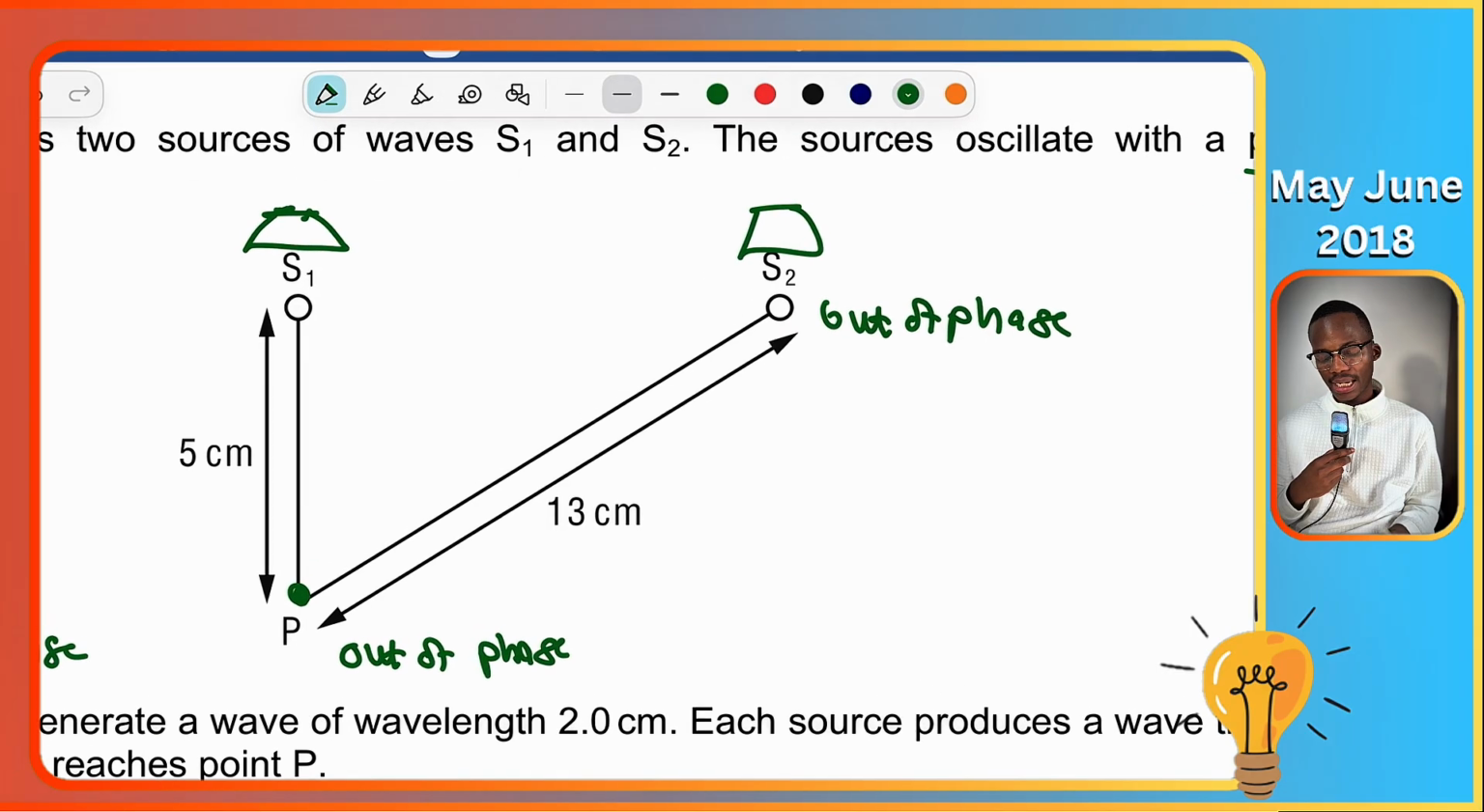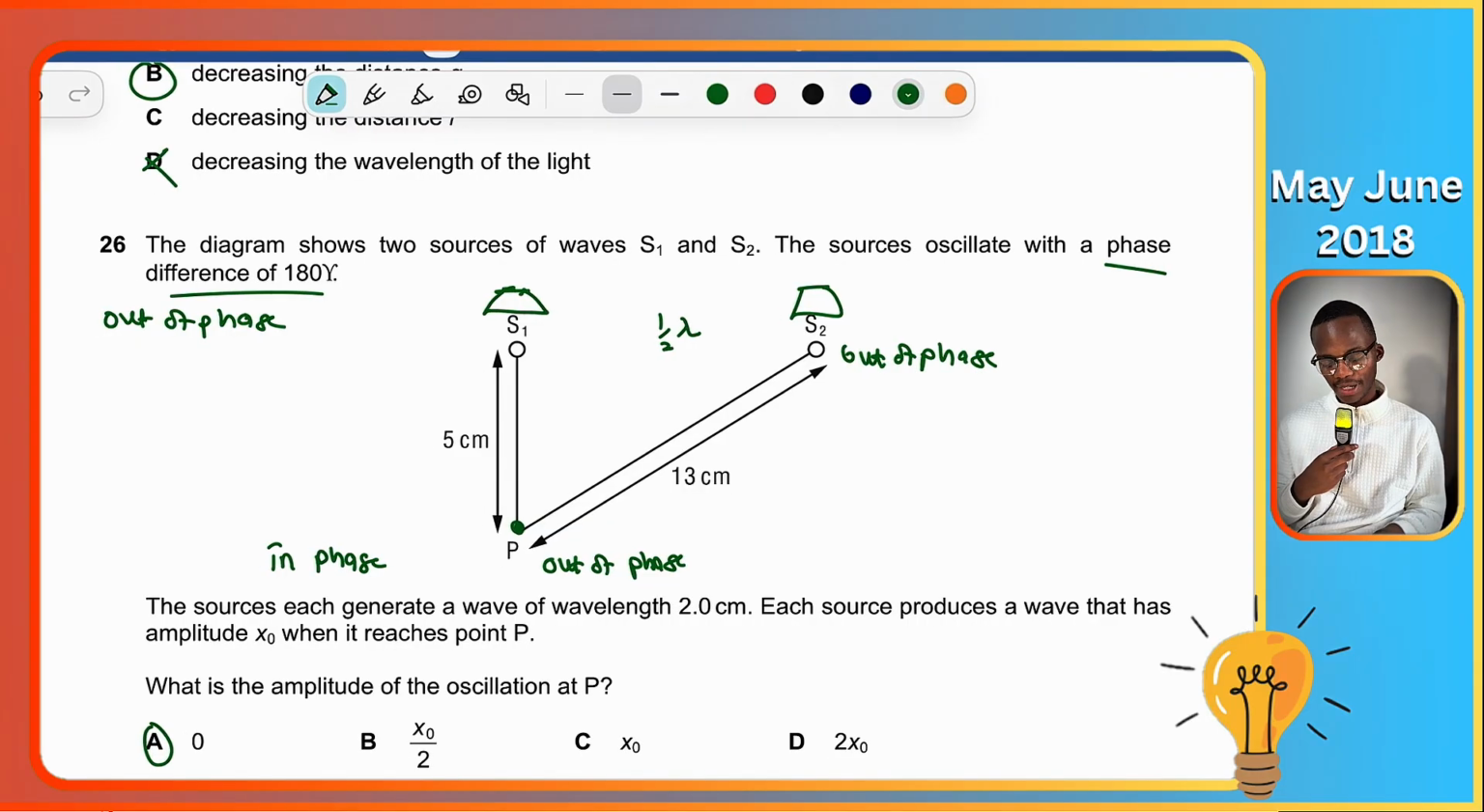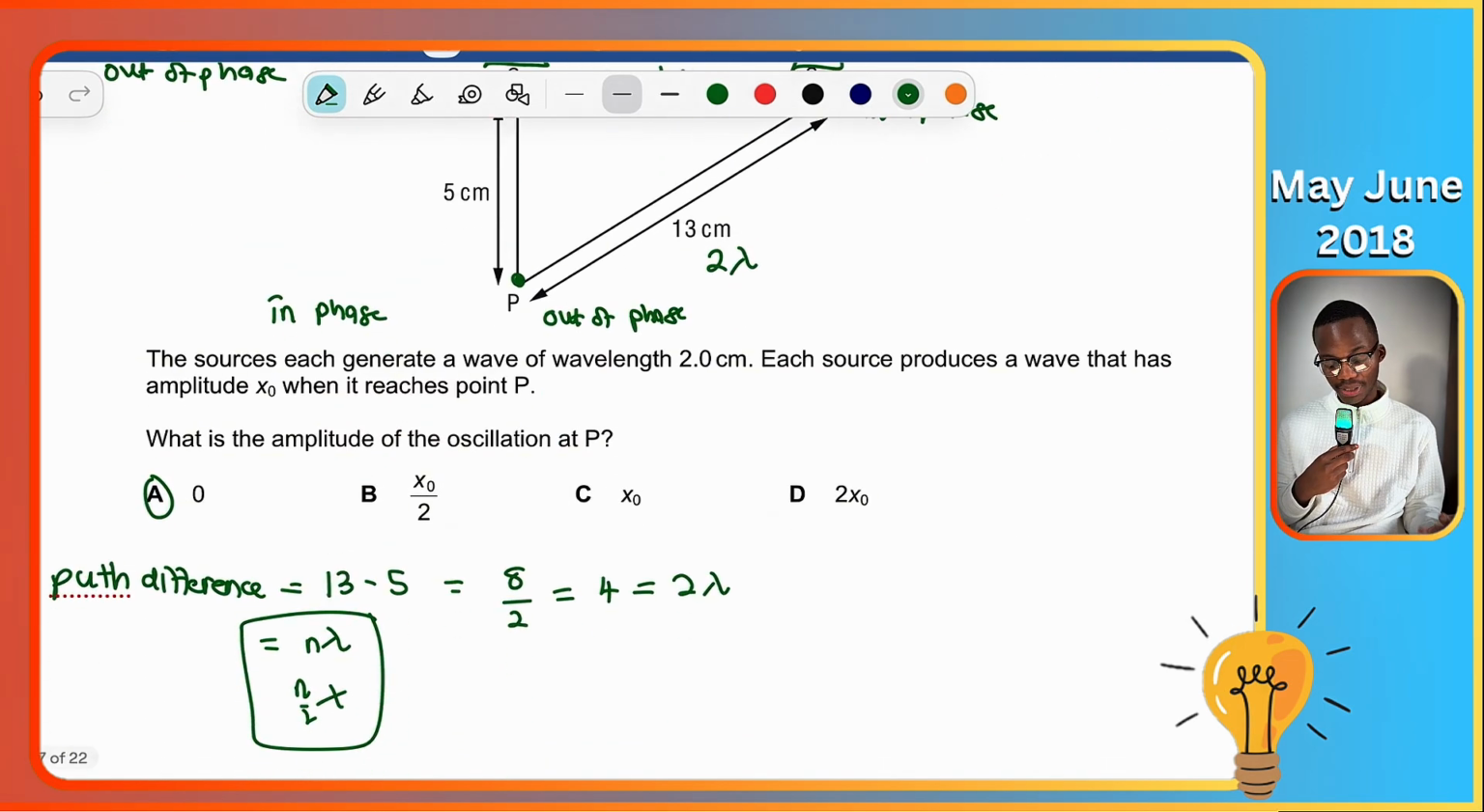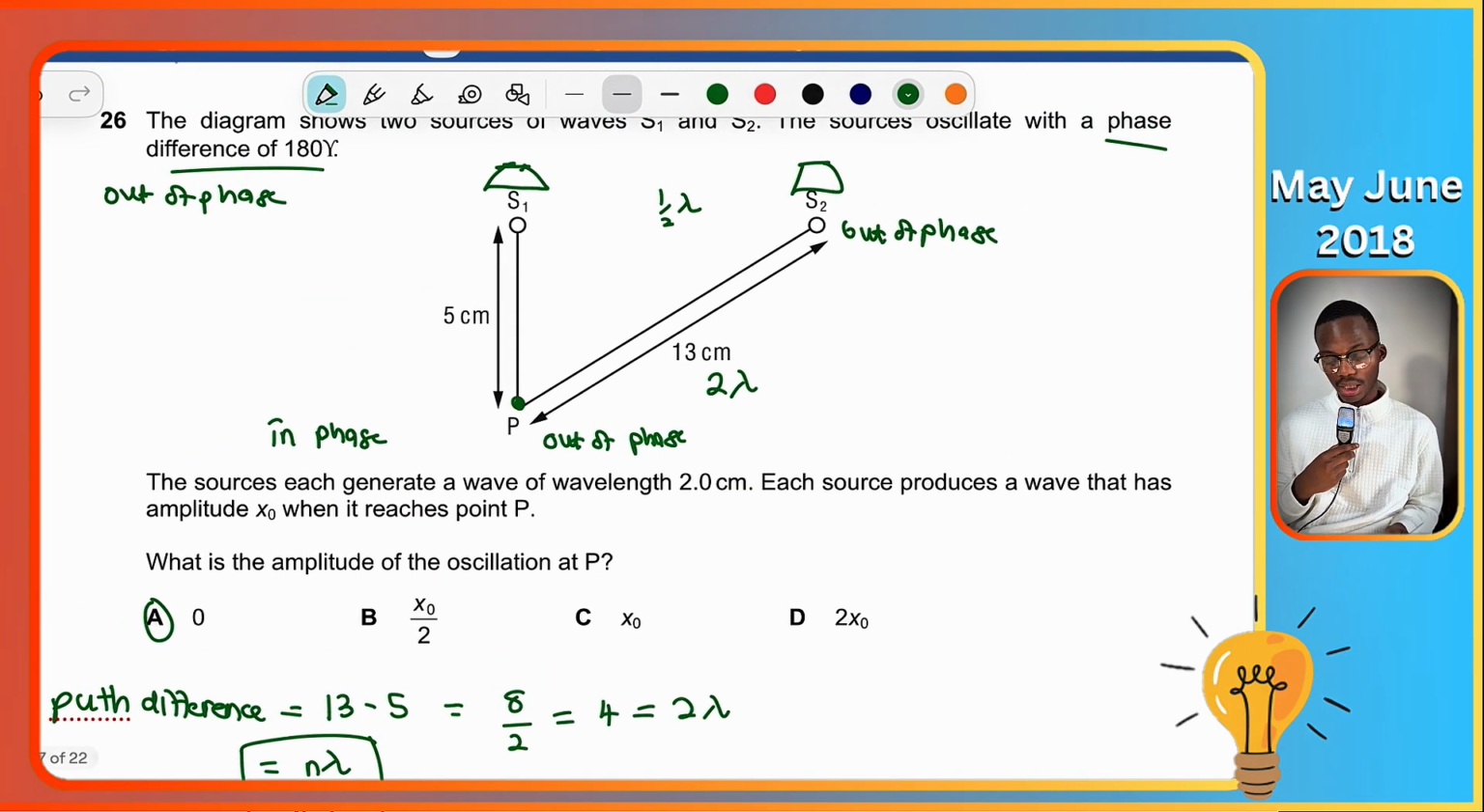Out of phase means that the path difference might be lambda, half lambda. So they're coming with half lambda, and because of this, the path difference is 2 lambda. So half lambda and 2 lambda is going to give you 3.5 lambda, which means they're going to arrive at P out of phase. And if they were supposed to arrive here with half lambda, with 3/2 lambda maybe, half plus 3/2 is going to be 4 lambda.